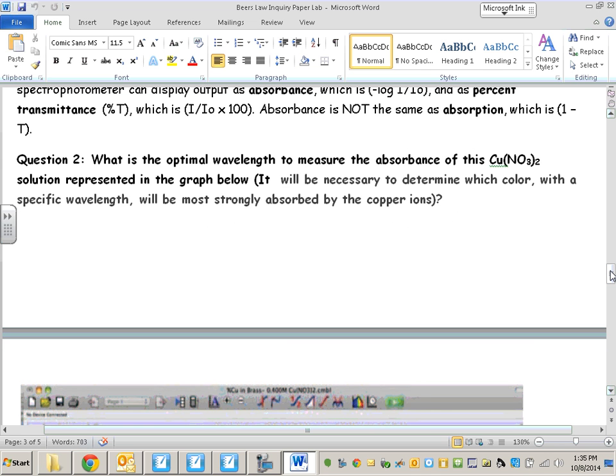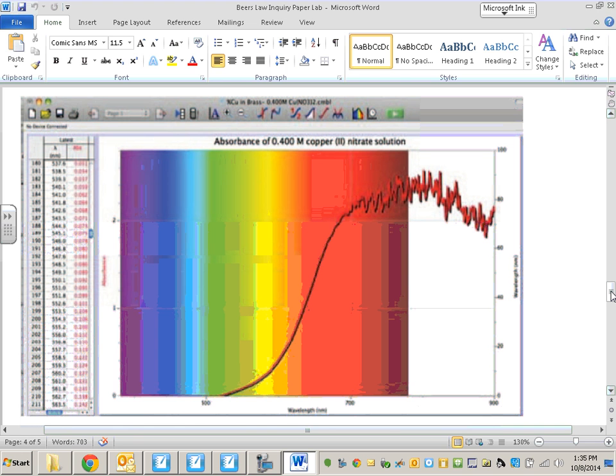Optimal wavelength for copper(II) nitrate, we saw it. Here's the actual graph. Optimal wavelength for collection would be at the peak. Anytime you have an inflection in a graph, it's usually the thing you're supposed to be looking at. It's like a titration, you're looking at the equivalence point.